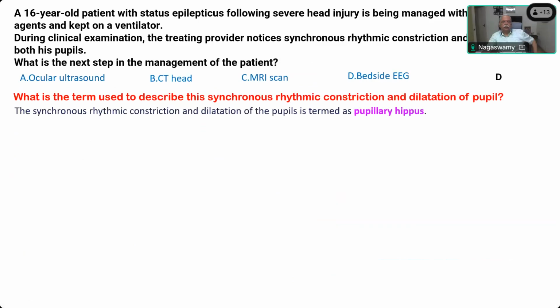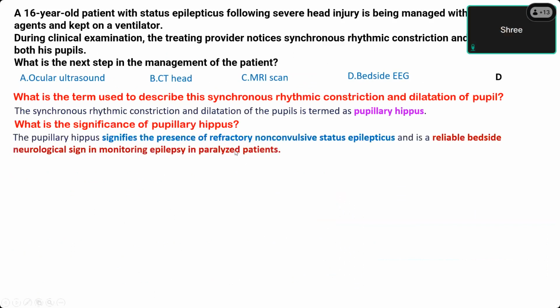Right, it is called the pupillary hippus. Okay, the term used for that is pupillary hippus. What is the significance of this pupillary hippus? Ongoing presence of refractory non-convulsive status epilepticus.